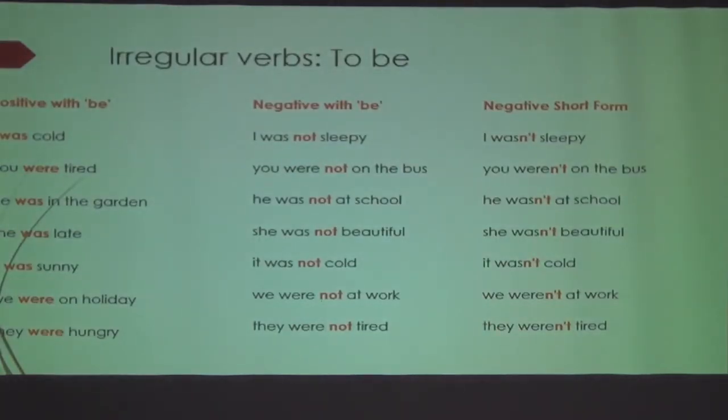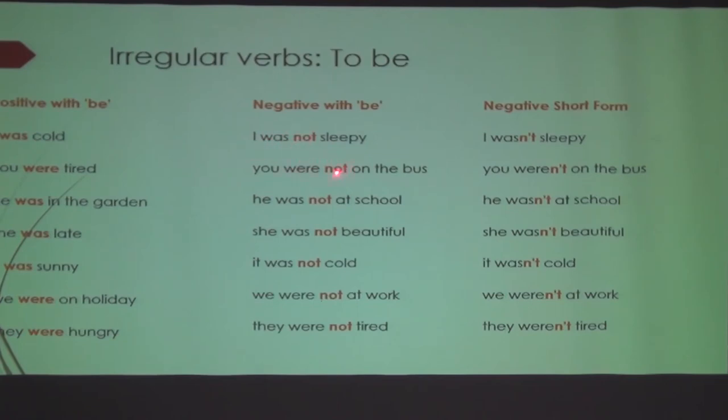Okay. Now let's see irregular verbs. And irregular verbs, we are going to start with the verb to be. So for the verb to be, for the positive form, we have was or were, depending on the subject pronoun. I was, you were, he was, she was, it was, we were, they were.